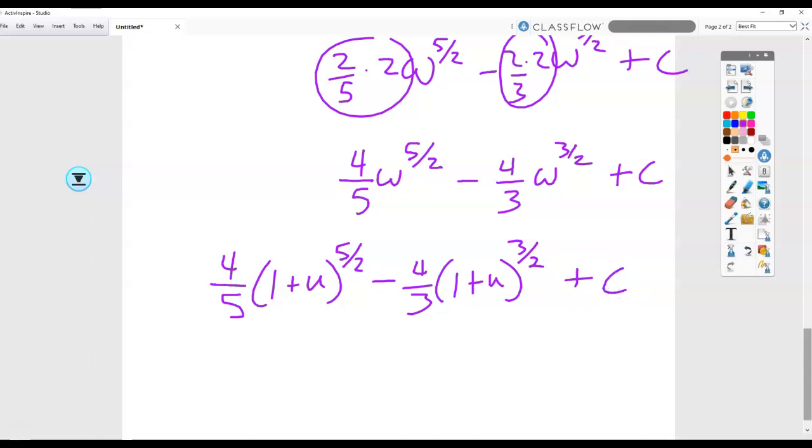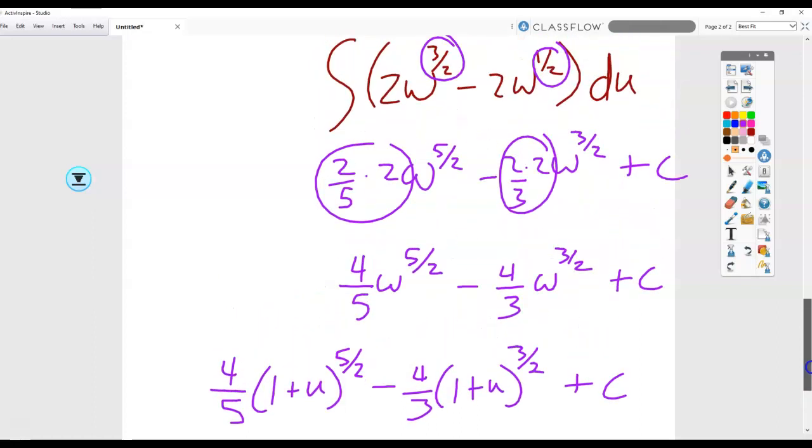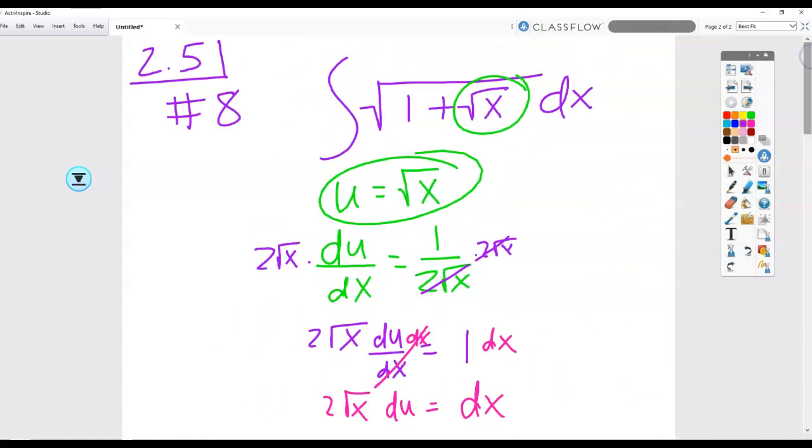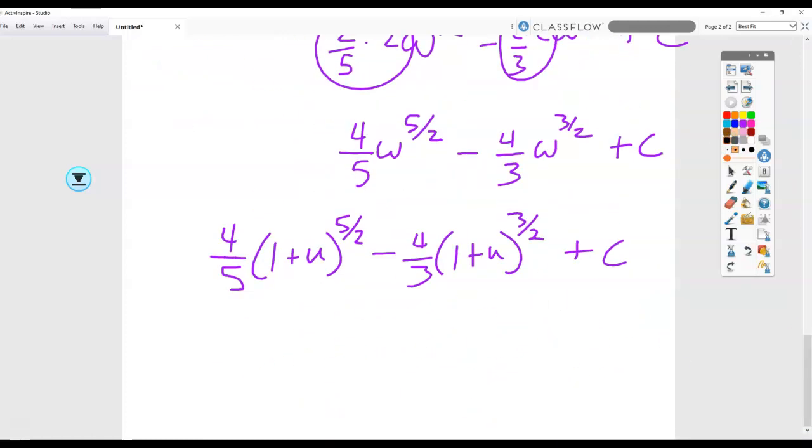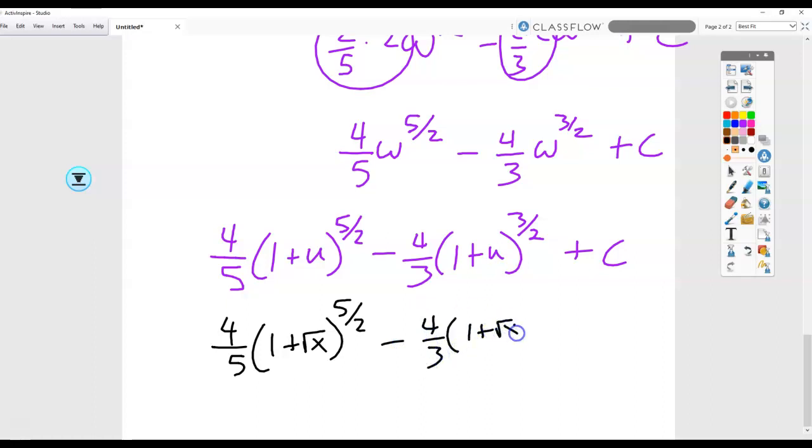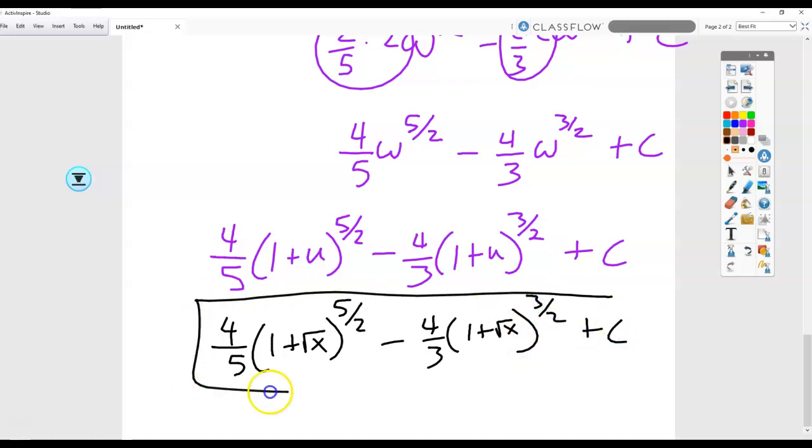But we're still not done because the u wasn't originally there either. The u was also a substitution. So now I'm going to go way back up to the top, and I'm going to remember that u was the square root of x originally. So now I'm going to go through here, and I'm going to replace the u with the square root of x. And that is our final answer, thank goodness.